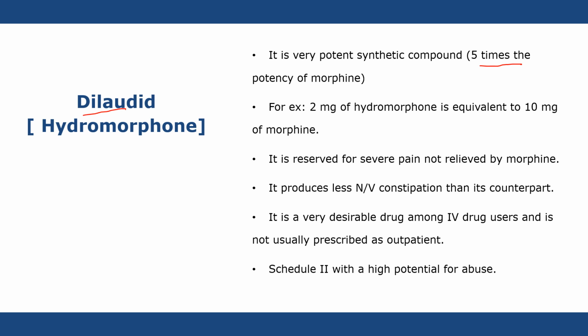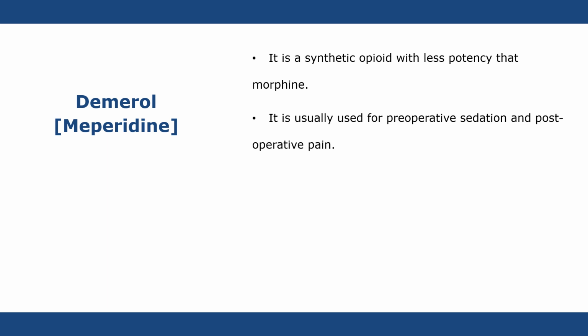And this is a Schedule 2 drug with a high potential. All right, next is Demerol. Demerol is a synthetic opioid as well, with less potency than morphine. So now you see where each drug stands up against morphine, right?